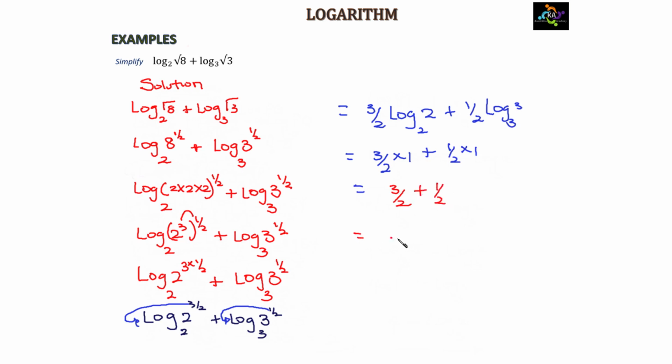Now, find the LCM. 2, 2. They have a common denominator, 2. 1 times 3 plus 1 times 1. Then you have 3 plus 1 over 2. That will give us 4 over 2. 2 cancels 2, then you have your answer to be 2. Finally, log root 8 base 2 plus log root 3 base 3 will definitely give us 2. Follow the pattern, you understand the way I solve it.